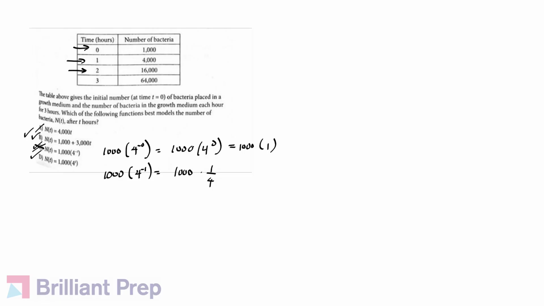So we keep going. We try our point here. When we plug in t equals 2, we should get 16,000. And finally, choice B fails. But when I plug in t equals 2 here, I get 1,000 times 4 squared, which is 16,000. That's what I wanted to see. And so the answer here is D.